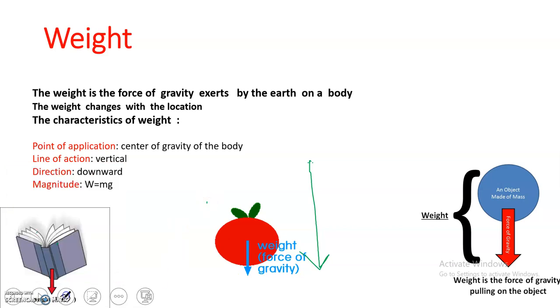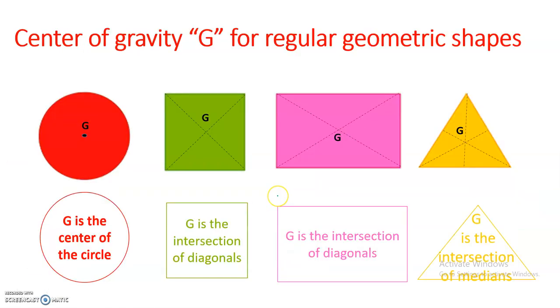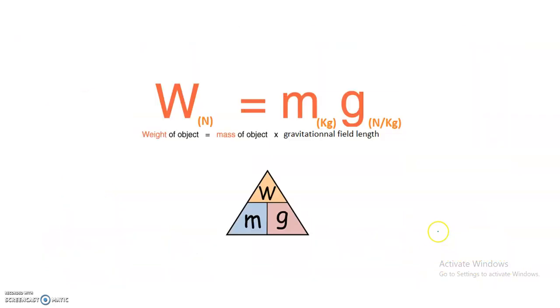Now I want to move to another point. What is the center of gravity for some shapes? If I have a circle, the center of gravity is at the center of the circle. If I have a rectangle or square, it will be the intersection point of the diagonals. If I have a triangle, it will be the intersection of medians, or what we call centroid.